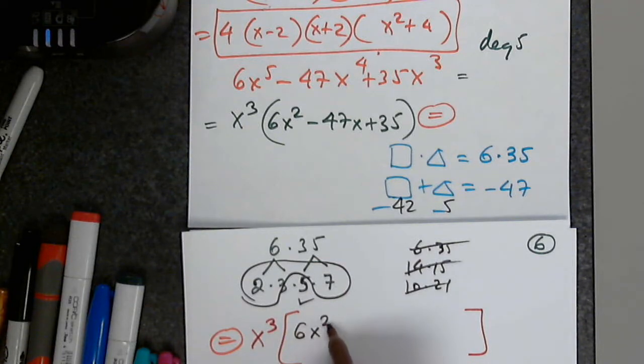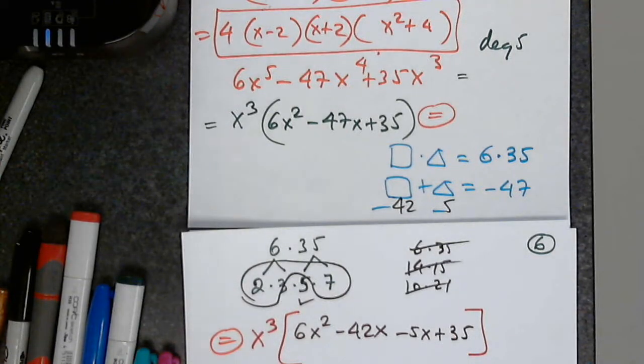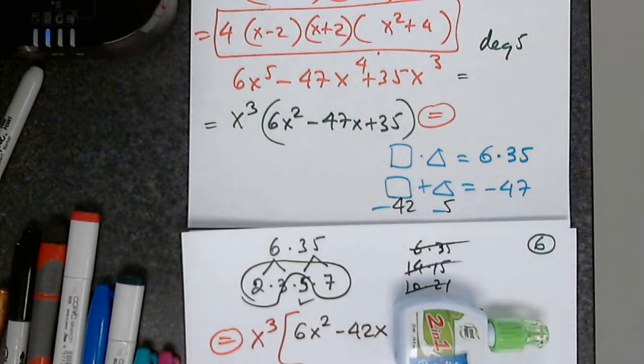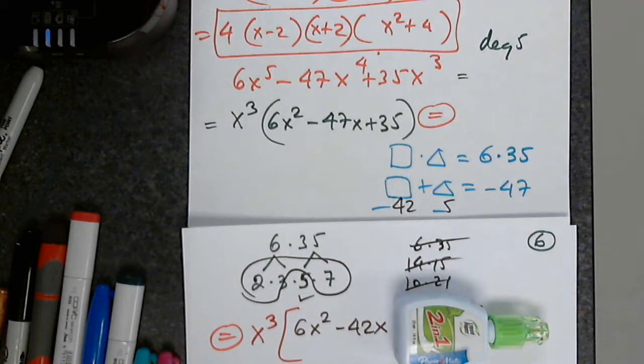A 6x squared, a negative 42x, a negative 5x, and a positive 35. Would you agree? Yeah. Good. So what do I pull out from the first two? Perfect. What is left in parentheses? Good. What should I have from the other two?